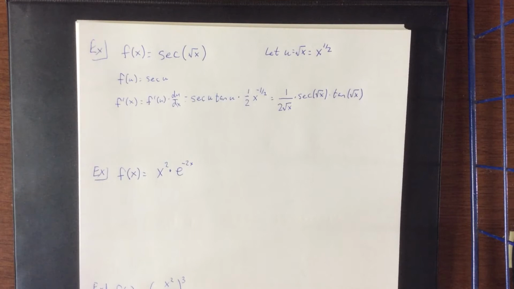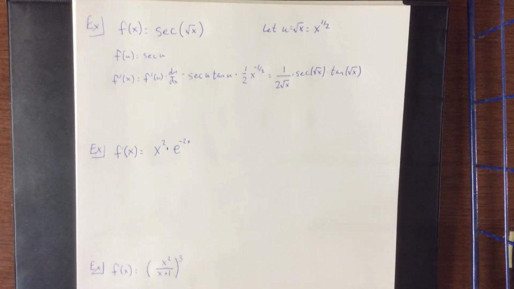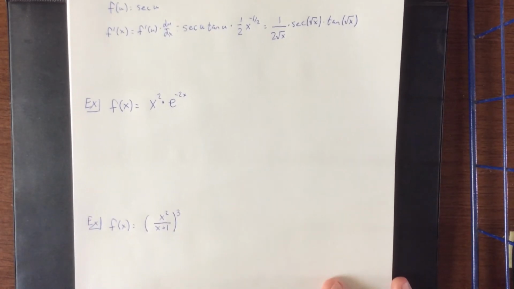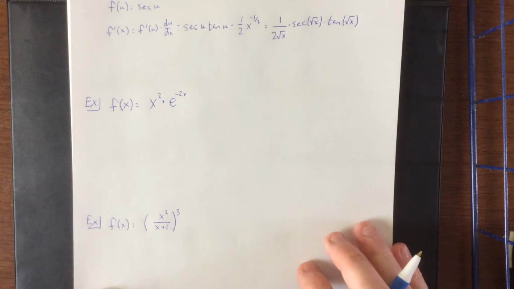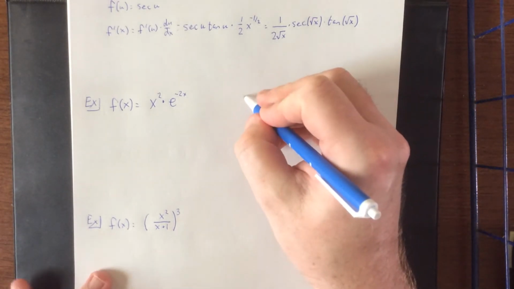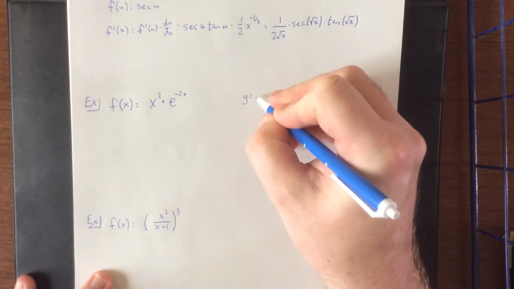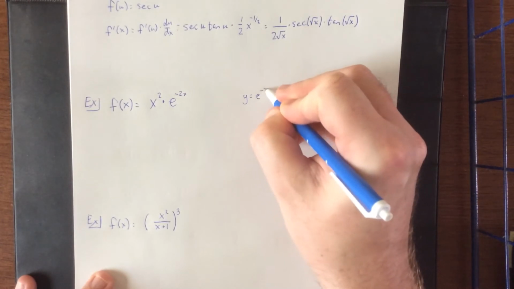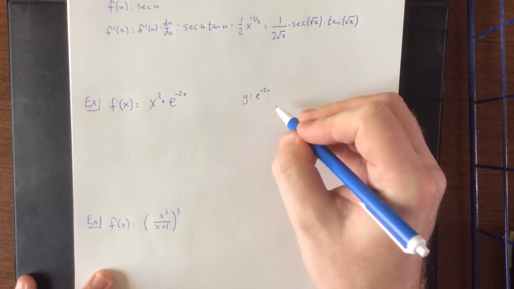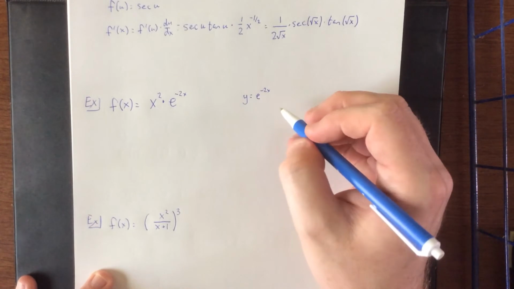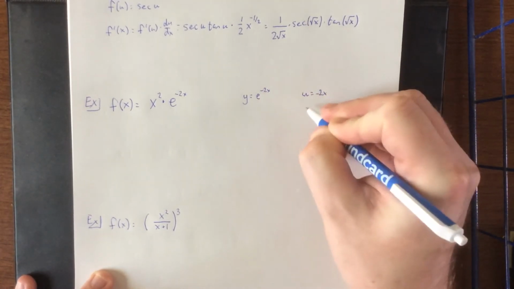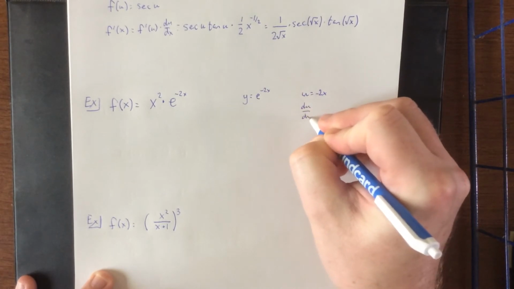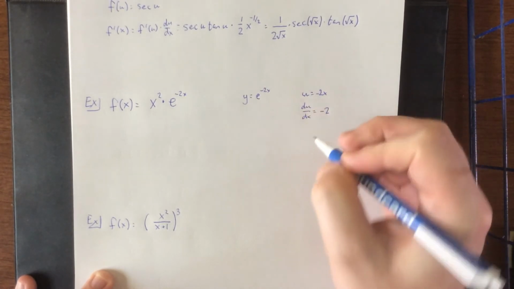For our next function, f of x is equal to x squared times e to the negative 2x power. Big difference that we have here in comparison to some other problems is that we are going to have to use the product rule as well. So I wanted to do a quick substitution over here for when we get to it. Let's bring in y equals e to the negative 2x and observe that this is in fact a composition of two functions, our inside function being u equals negative 2x. So the derivative of that function is going to wind up being negative 2.